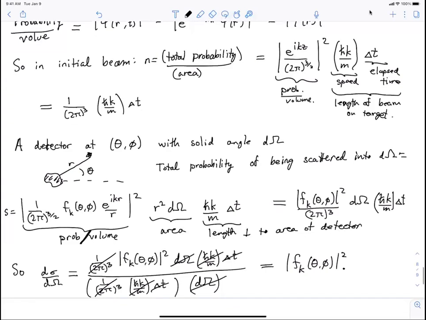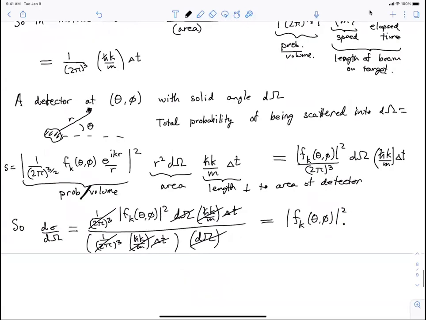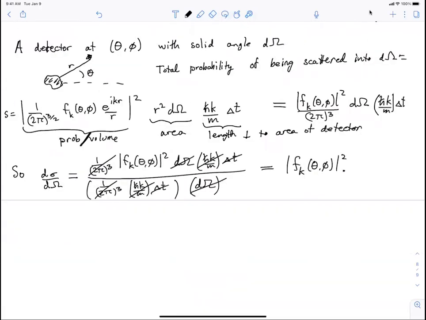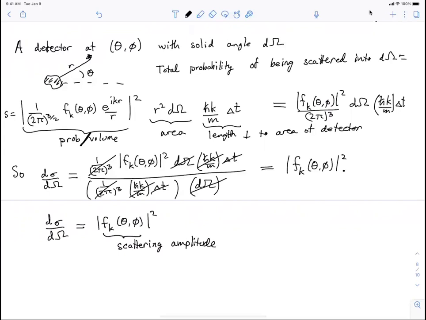Actually, to compute that, we're going to need to specify what our potential is. But just to rewrite that, what we've learned is the differential cross section is just the square of this thing, f sub k of theta and phi, which, by the way, is given the name of scattering amplitude. An amplitude is something that you square. And so the square of the scattering amplitude is nothing other than the differential cross section.